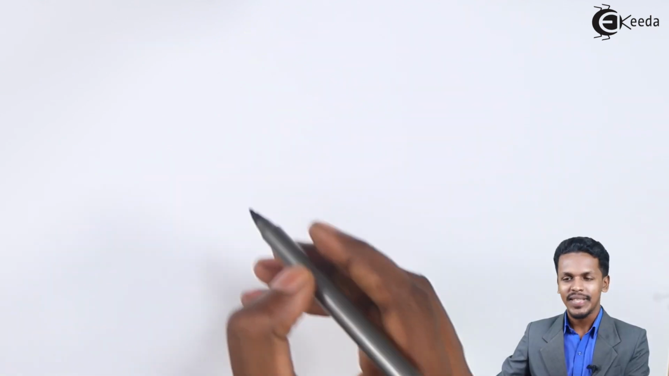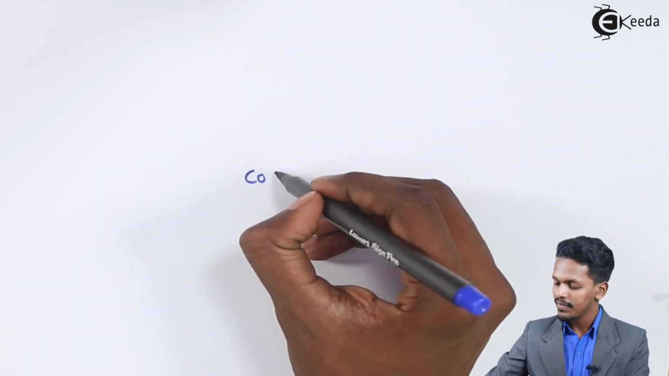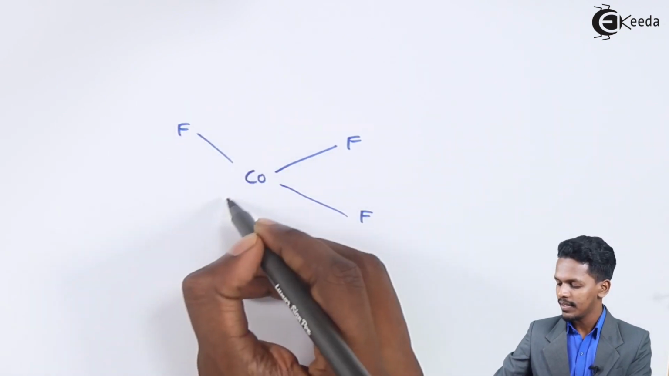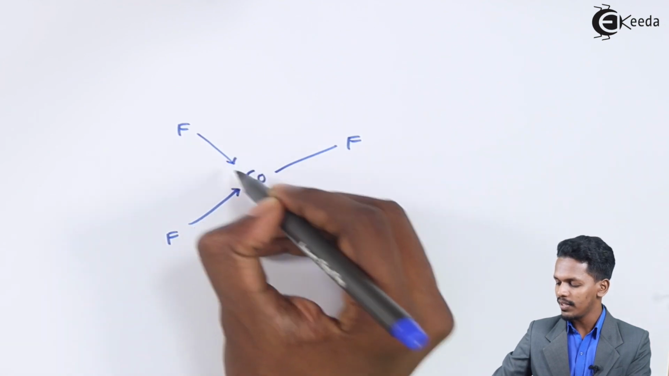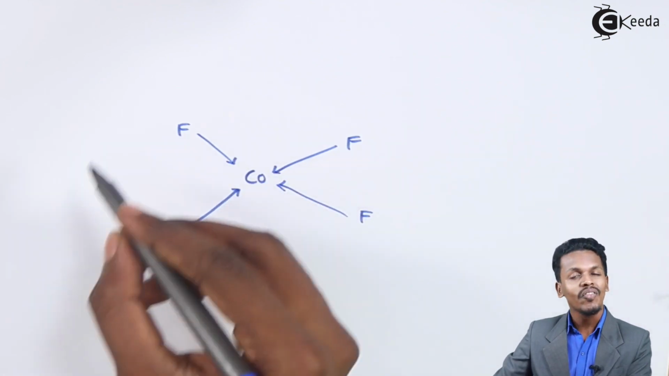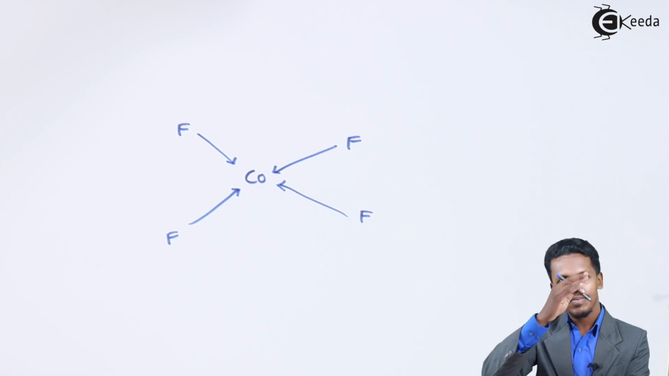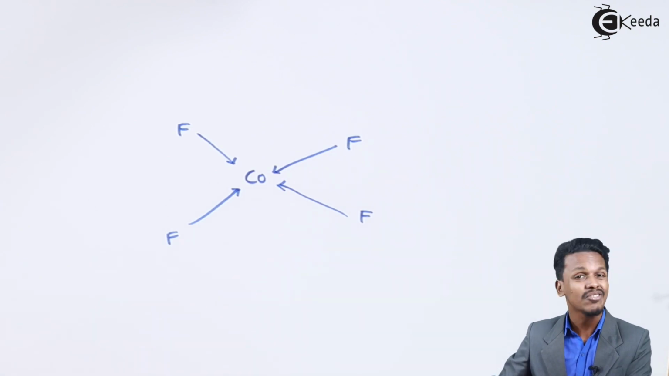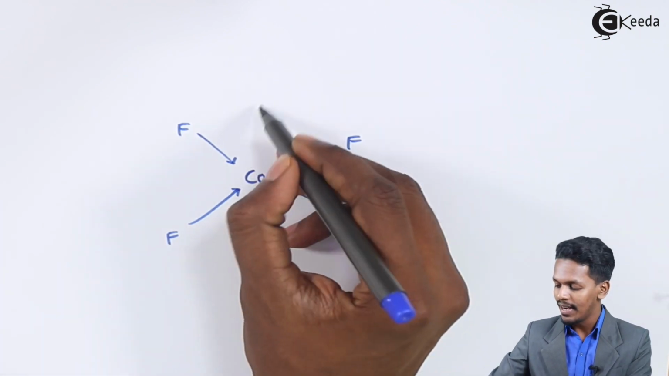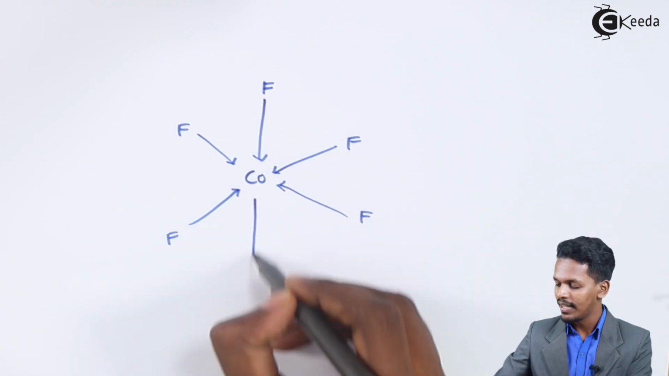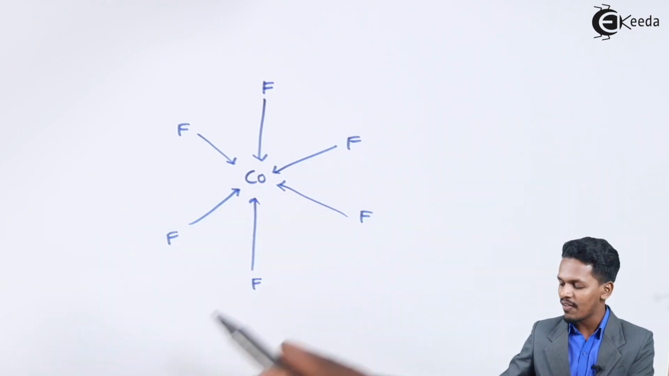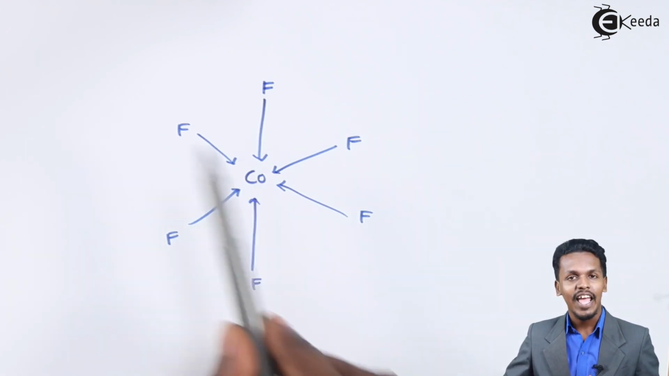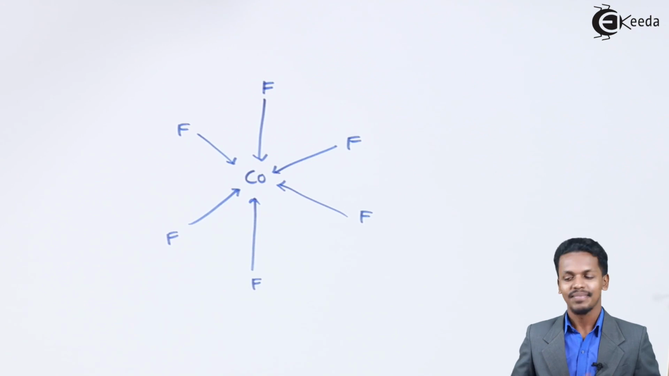The cobalt will be in the center, surrounded by 6 fluoride ligands, as you can see over here. Four of them will be on the plane, which makes a square planar arrangement, but the geometry is not square planar, it is actually octahedral. So one fluoride will be above the plane and one fluoride below the plane, and this is the structure of the CoF6 3 minus ion, and that's it.